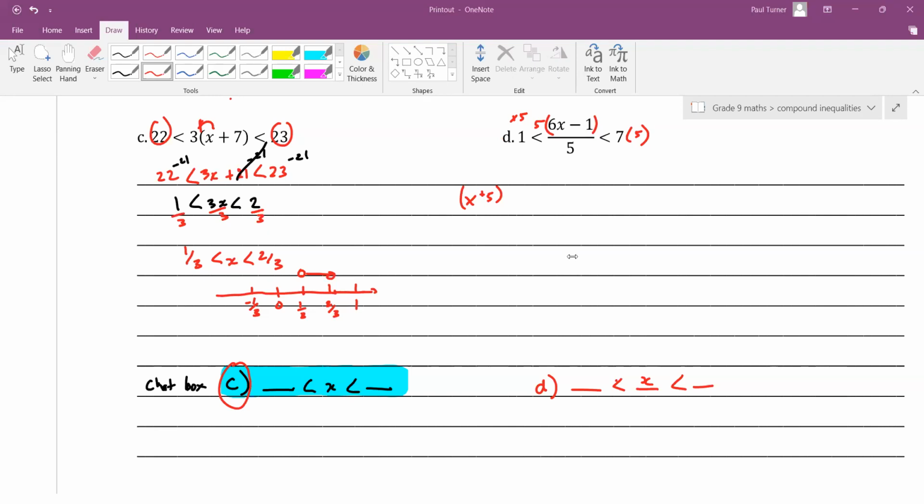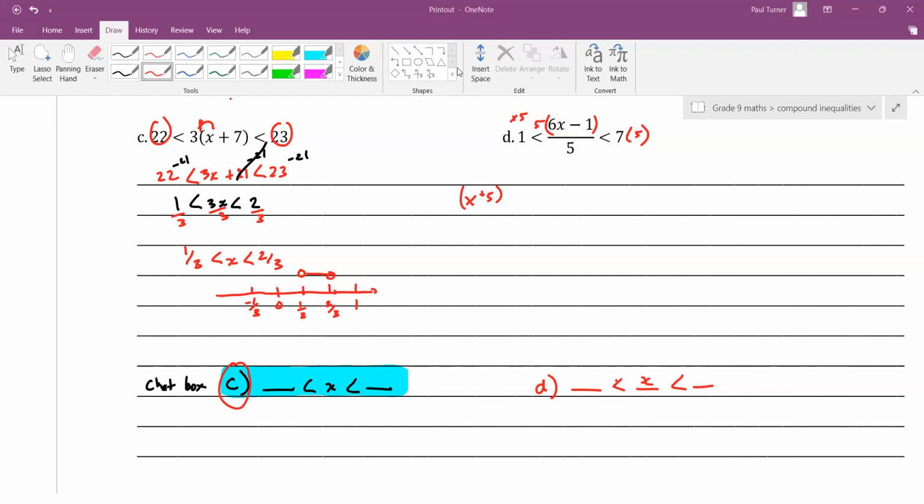So question D, I've got a few answers. 1, 2, 3, 4. Any more? Be quick. But the answers you're giving me are correct anyway, which is good. So multiply by 5, and then you will have your 6x minus 1 in the middle, which then you need to get rid of the -1 and the 6. And you're multiplying by a positive number, so your sign won't change direction.